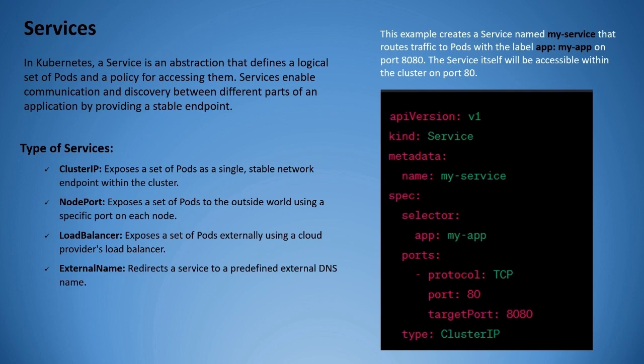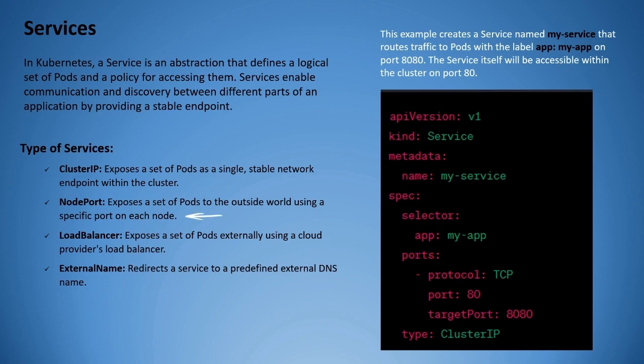There are many types of services. Cluster IP service: the cluster IP service type in Kubernetes exposes a set of pods internally within the cluster. It provides a single, stable network endpoint that other applications within the cluster can use to communicate with the selected pods. This service type is often used for internal communication between different components of an application.